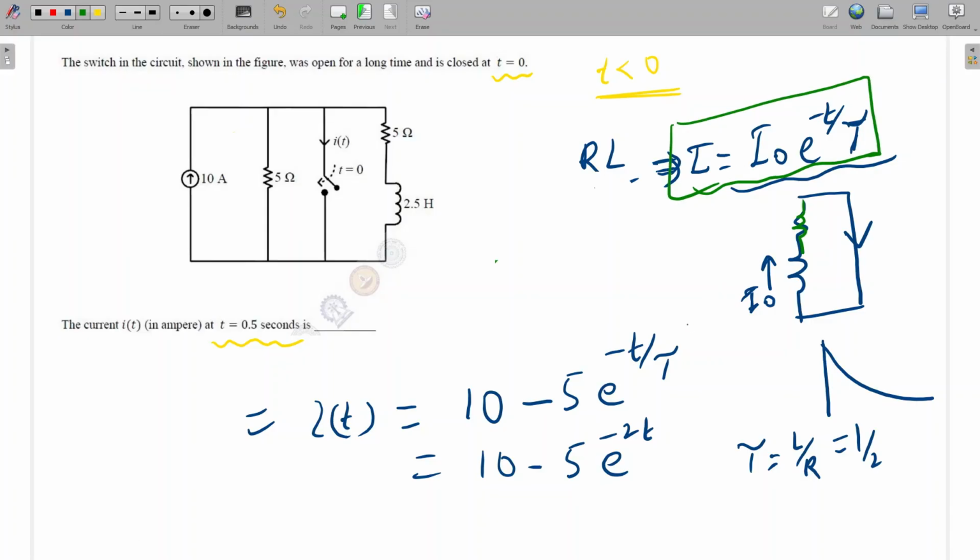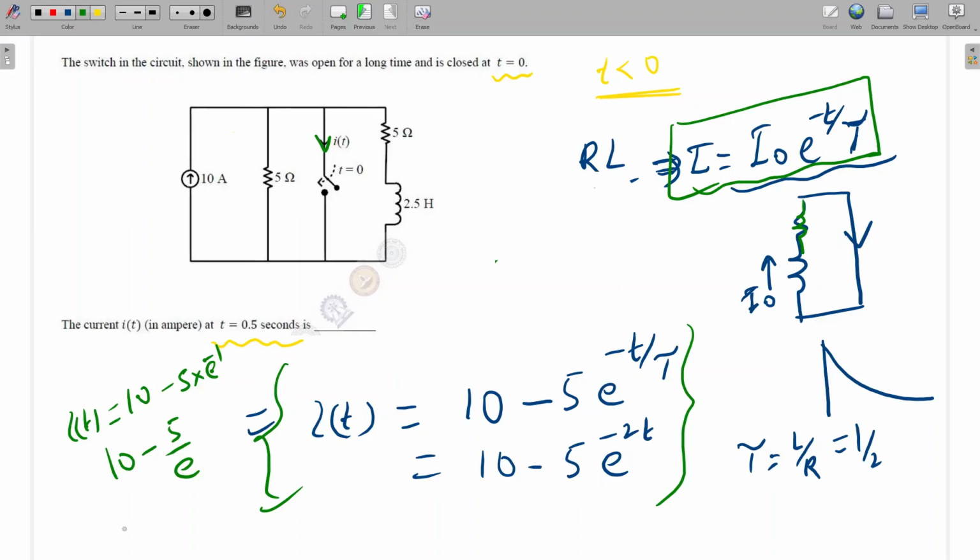So this equation is clear to all, how I have written this final IT equation? Is it clear, or should I explain again? Clear, sir. So see, what is asked in the question: at t is equal to 0.5 second, what will be the value of IT at 0.5 second? It will be 10 minus 5 into e to the power minus 1. So it will be 10 minus 5 by e. This will be the final answer.